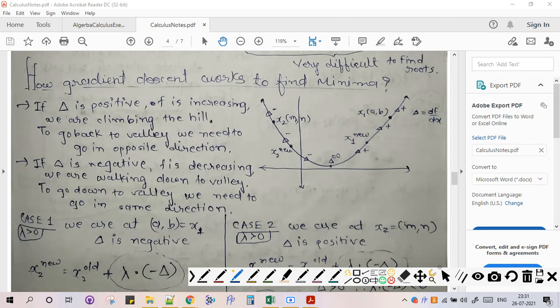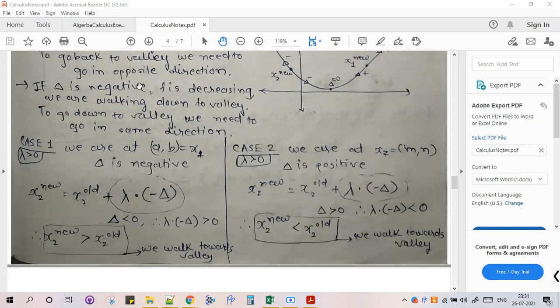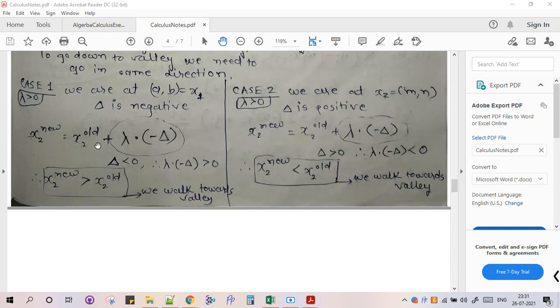So, what this formula is saying is x2 new, the next point, is defined as this old point, any random point that we have guessed, plus, or you can say minus, lambda multiplied by del, right? So we are taking the negative derivative. So it is defined like this, right?